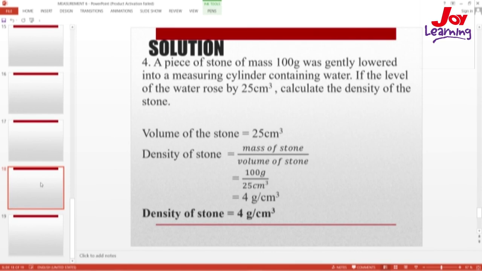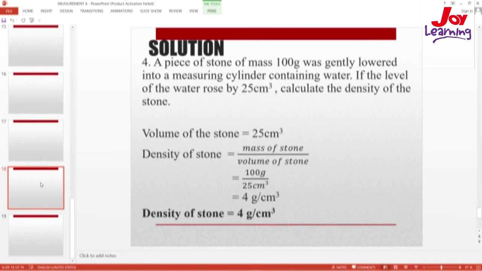So since the water level rose by 25 cubic centimeters, obviously the volume of the stone will be 25 cubic centimeters. To get the density of the stone, we divide the mass of the stone by the volume of the stone. So 100 grams divided by 25 cubic centimeters. Since 25 can divide 100 four times, our final answer will be 4 grams per cubic centimeter.